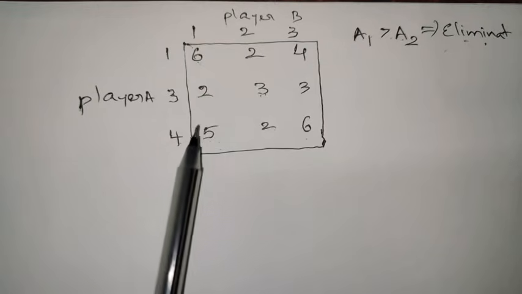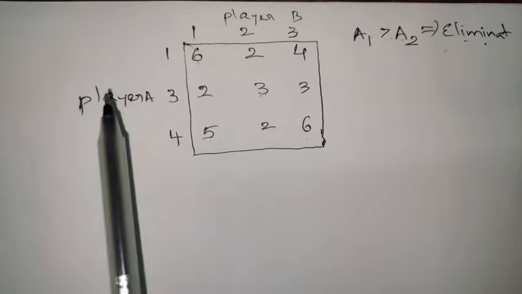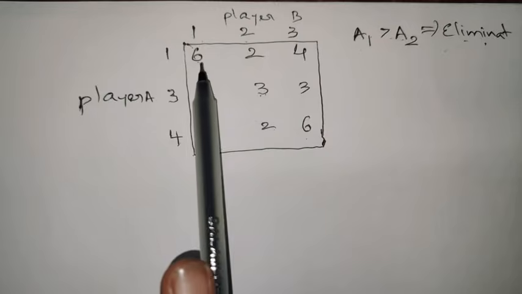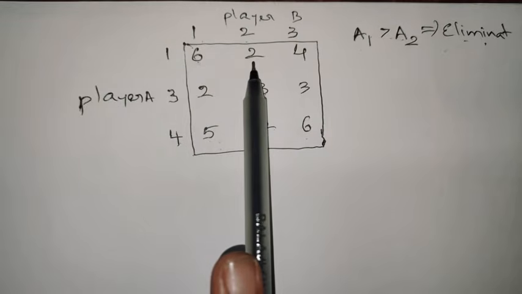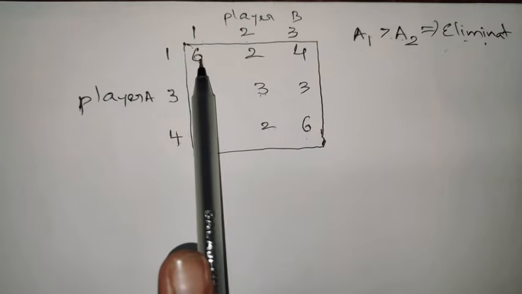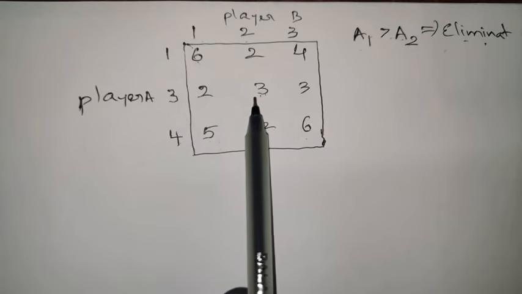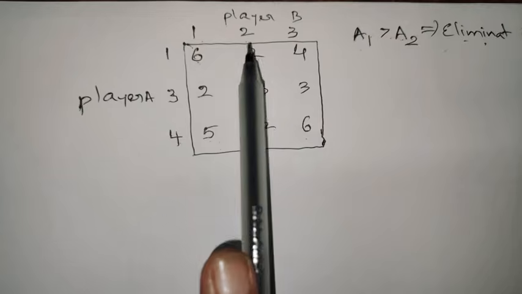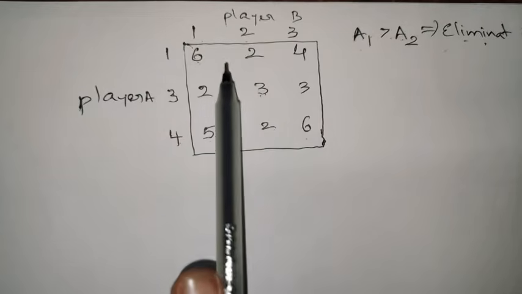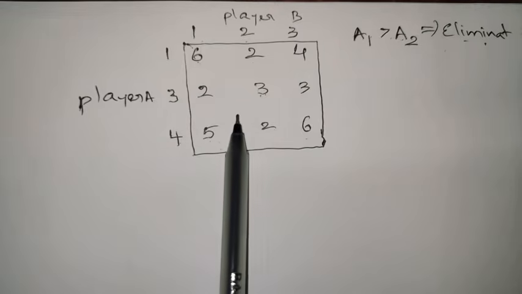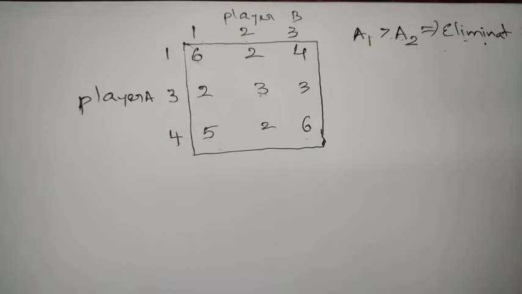Then go for column dominance, checking individual columns. Now I am taking column 1, column 2. Check the values. 6, 2, column 1 is higher. 2, 3, column 2 is higher, that is the second strategy is higher. So none of the columns is dominating another column. So it is also not a possible combination.